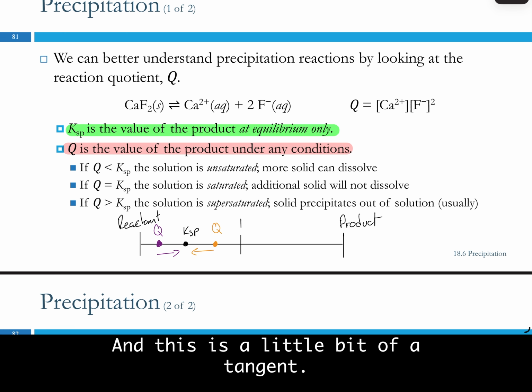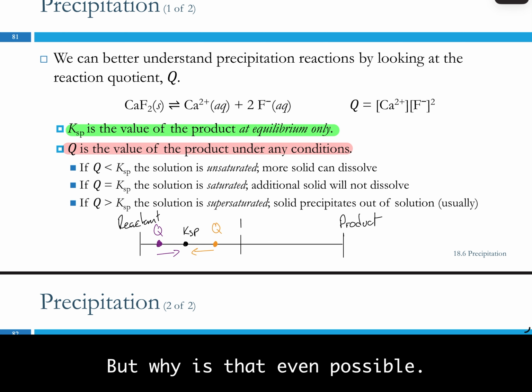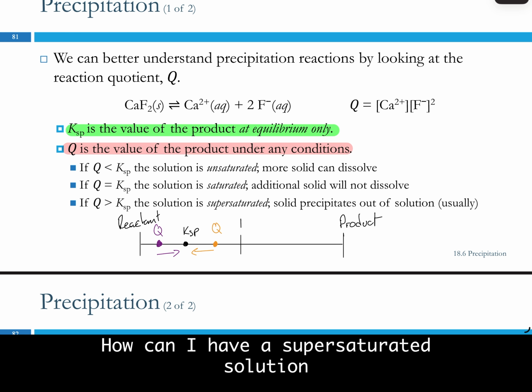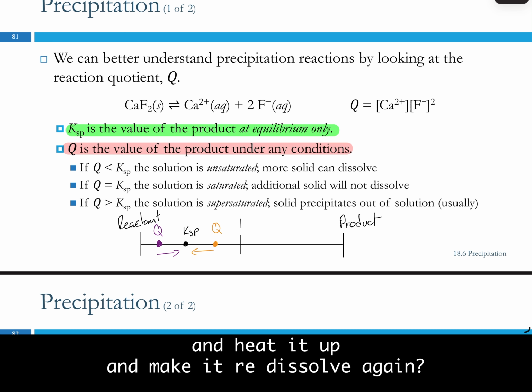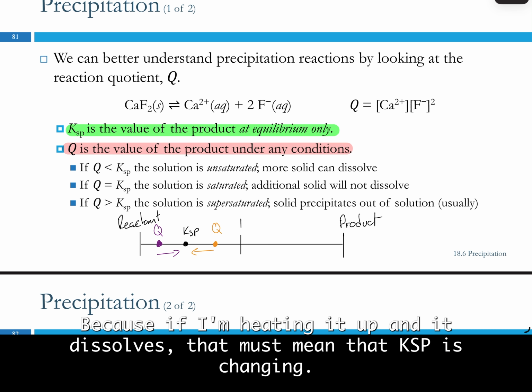And this is a little bit of a tangent, but why is that even possible? Okay, I should rephrase my question. How can I have a supersaturated solution and heat it up and make it redissolve again? Because if I'm heating it up and it dissolves, that must mean that KSP is changing.